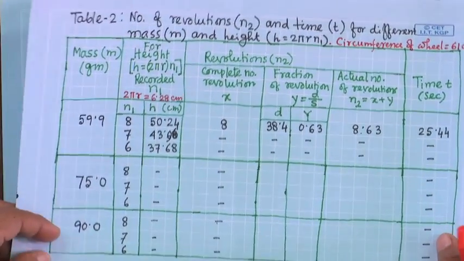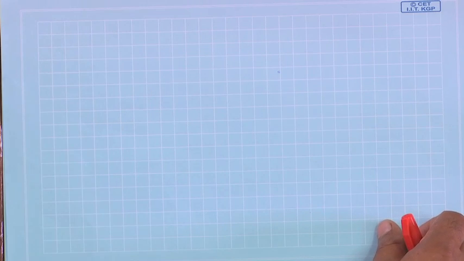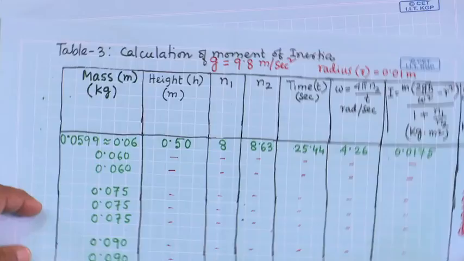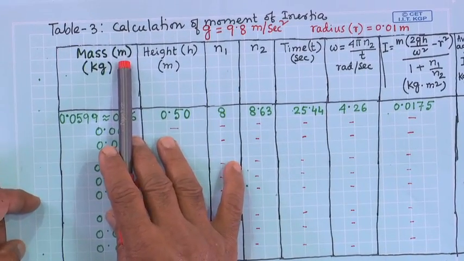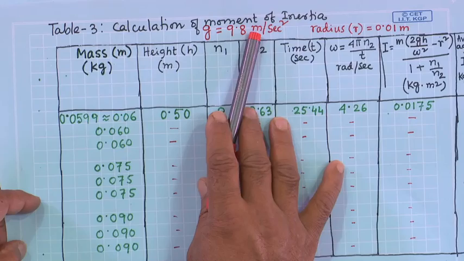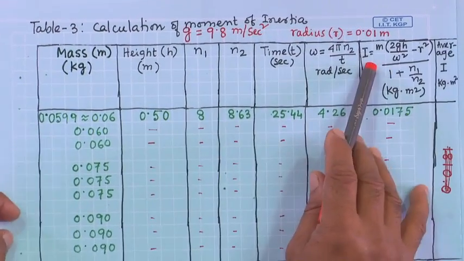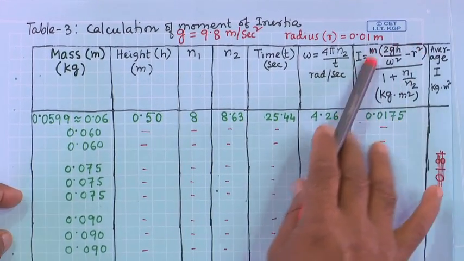That is the main part of the experiment. After noting down this data, let us calculate the moment of inertia. That is table 3. Our moment of inertia formula is this one.